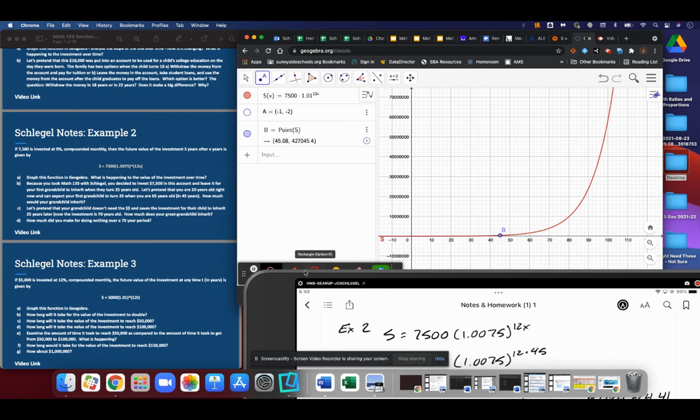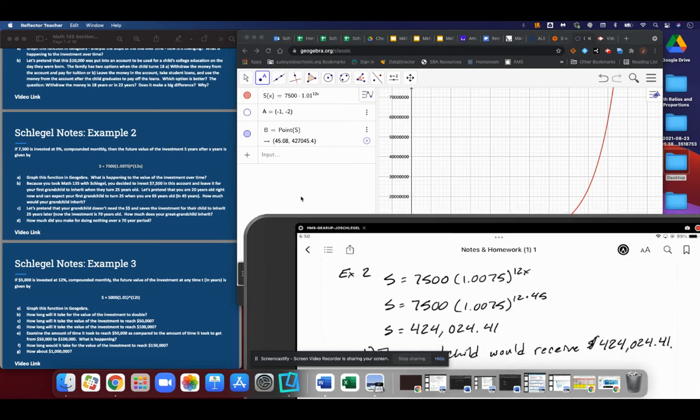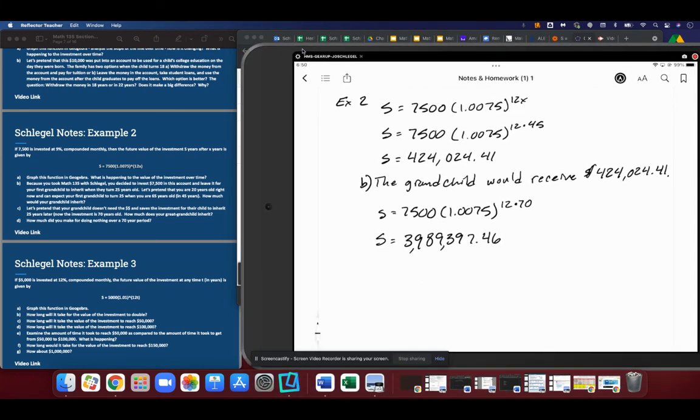So how much would you make for doing nothing over this period of time? Well, that's going to be a simple answer, everyone. We started with $7,500. So to make $3,989,397.46, we would subtract our original 7,500, which seems like chump change at this point, and we would have made. I'm going to need to go back and finish up part B as well, which I will do in a moment.